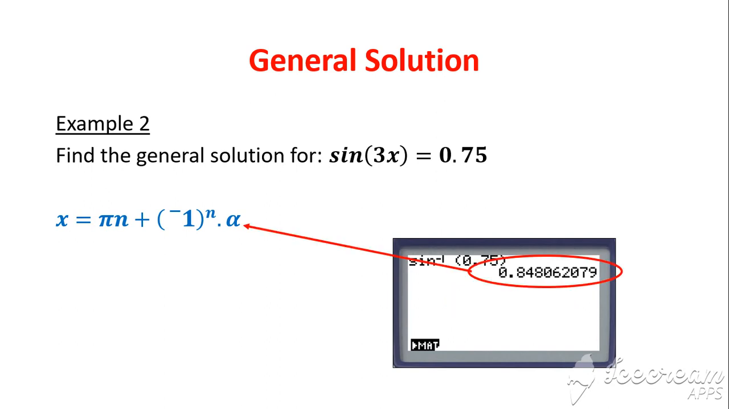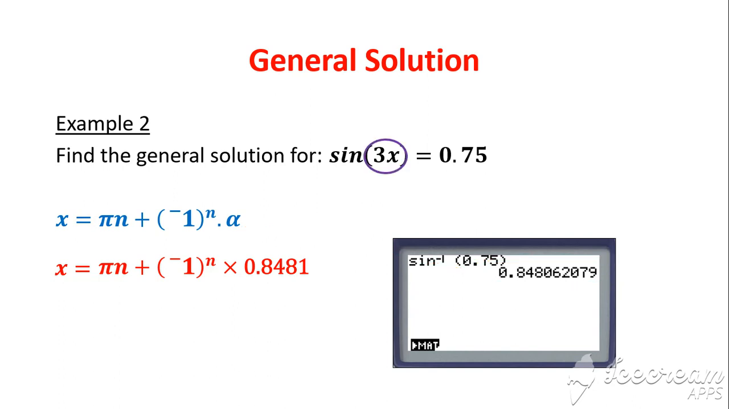Now this is the value we're going to use for alpha. We're going to use 0.8481 for alpha. So we're going to write down x is equal to pi times n plus negative 1 to the power of n times 0.8481. Once again, I've rounded to four significant figures.